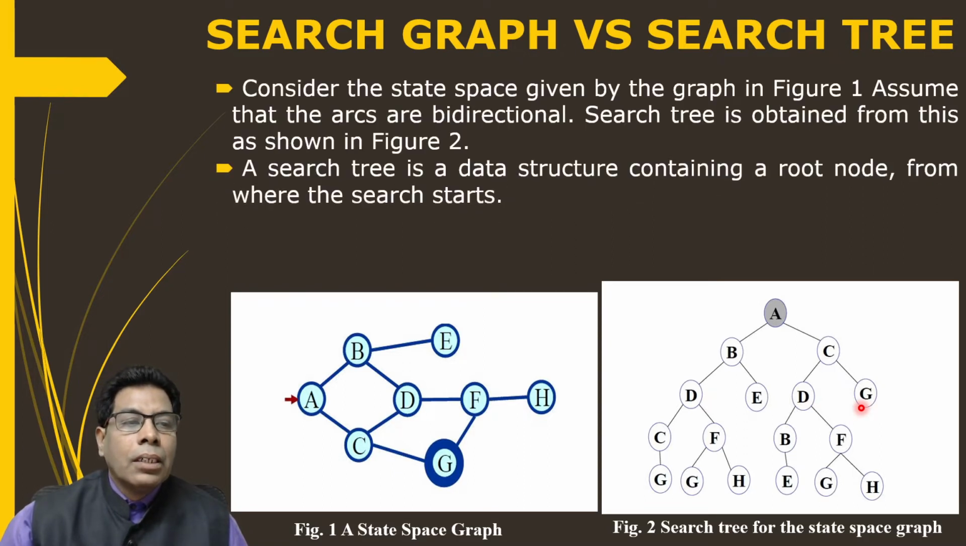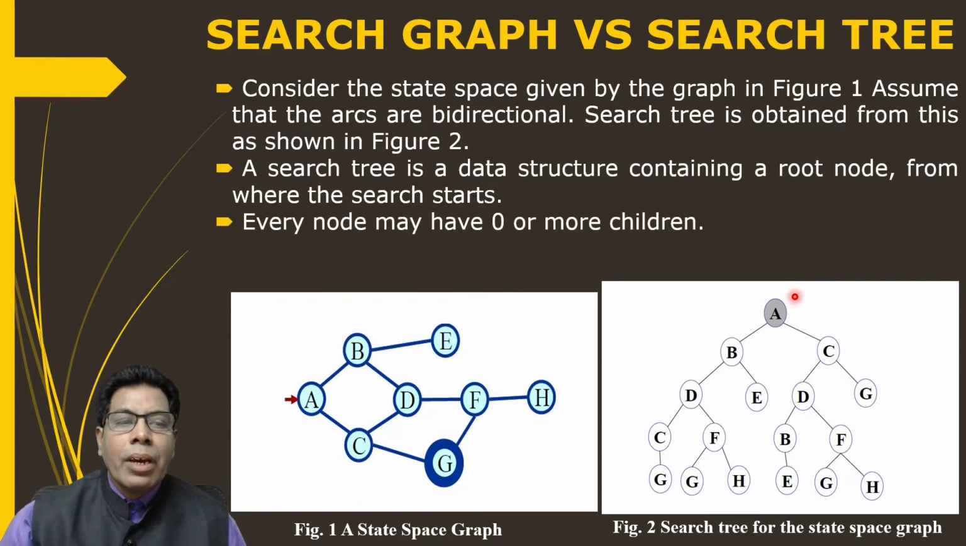If you are wondering what a search tree is, it is a data structure containing the root node from where the search starts. So here A is the root node from where the search will start, and then every node may have 0 or more children. In this case, A has two children, B and C, and C has two children, D and G. Whereas G and E have no children, so we call them nodes with 0 children.